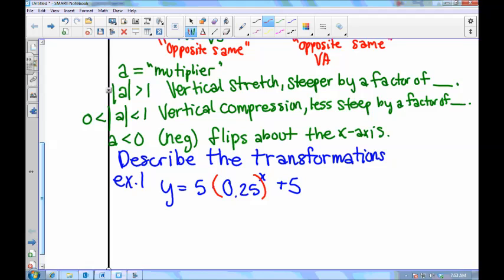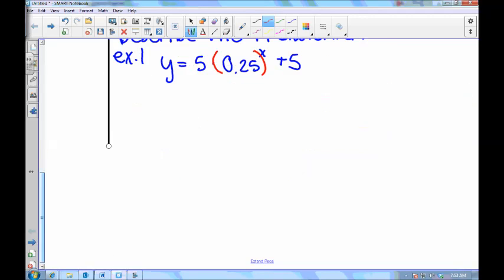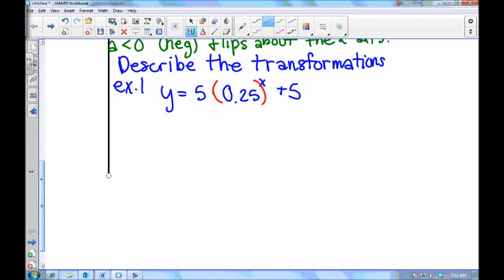Okay, raise your hand if your neighbor told you their idea and it sounded like they knew what they were talking about. Okay, Eric, what did your neighbor say? What do you think? Do you agree? He said vertical stretch. Yay or nay? Yay. Vertical stretch?